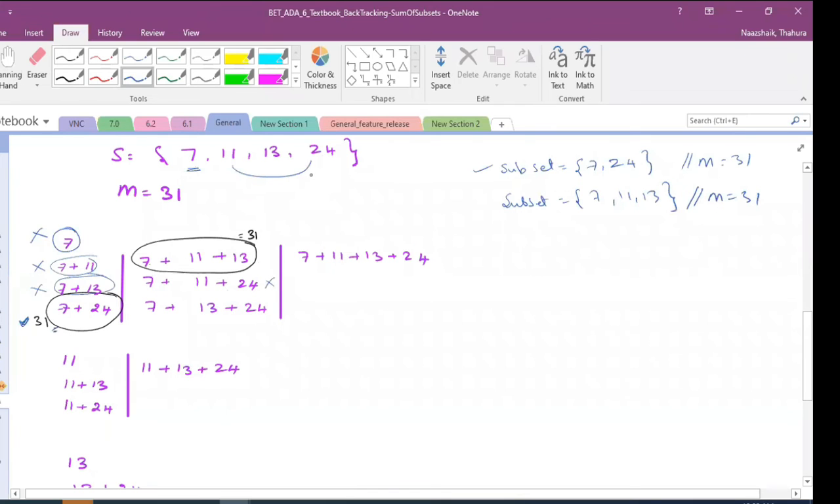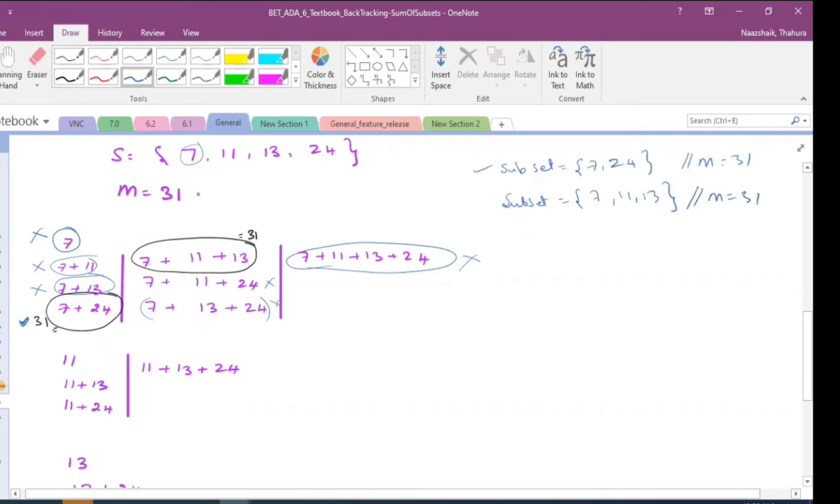This is wrong. It will not give you 31. You try, okay, 7 with 13 and 24, right? See, I'm just telling you what the possible combinations are, okay? And finally, with 7, you will add all, right? This also you will check, right? This is not correct. Then we are finished with 7. You had these many combinations, right?